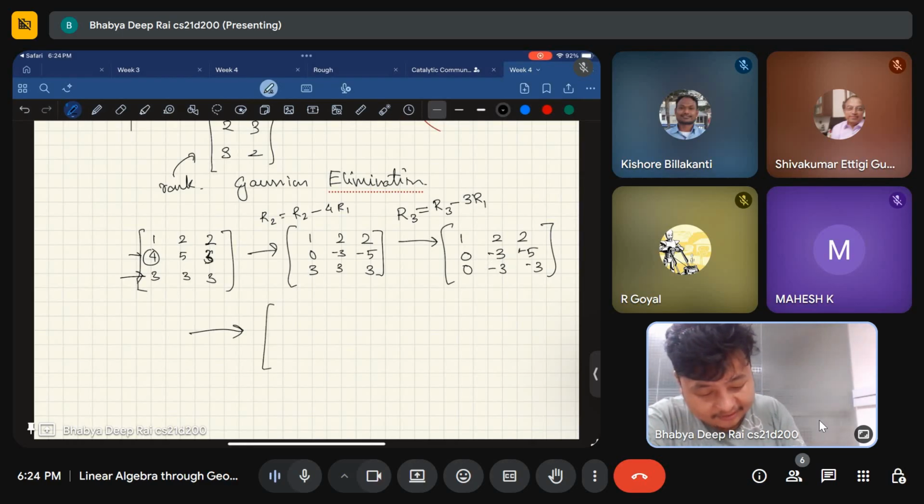Okay, so I'll do R3 equals R3 plus R2. So that way I'll add these two. Oh no, minus R2. That way I'll add these two. 1 2 2 0 0, and here I get a minus 3, and here I get a 0, and here I get minus 3 minus 5 will be plus 2. Okay, and here I get a minus 5.